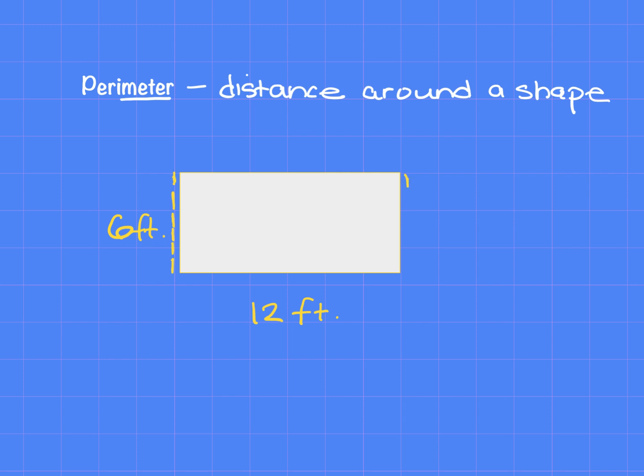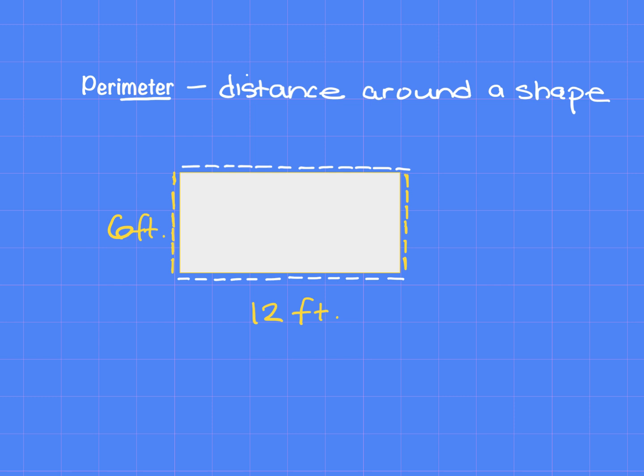So that means that each of these sides are worth 6. Now, on the base here, or the length, we have 12 units. So we would be going around. So we'd have 1, 2, 3, 4, 5, 6, 7, 8, 9, 10, 11, 12. And then there would be 12 on that side as well. So when we're thinking about it, we know that we have 2 sides of 6 and 2 sides of 12. So there's a few ways to calculate it.